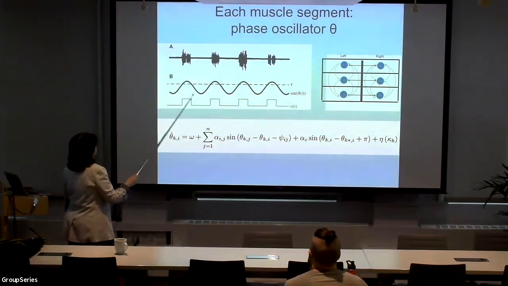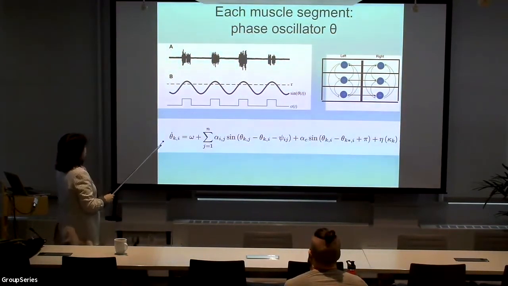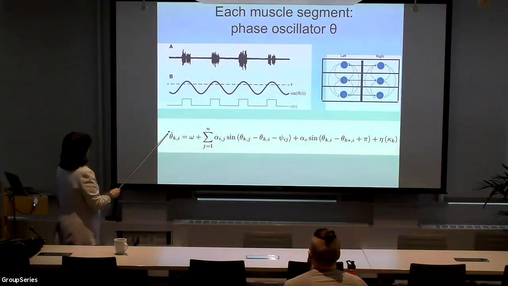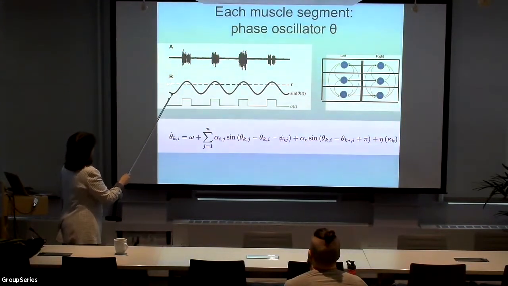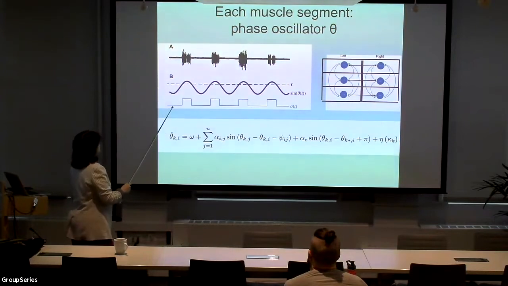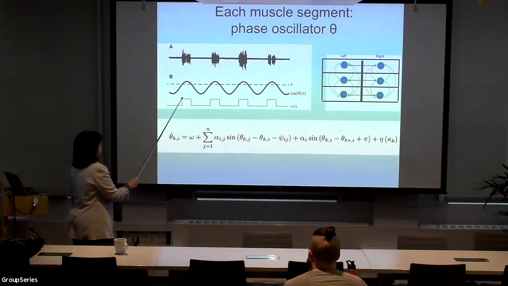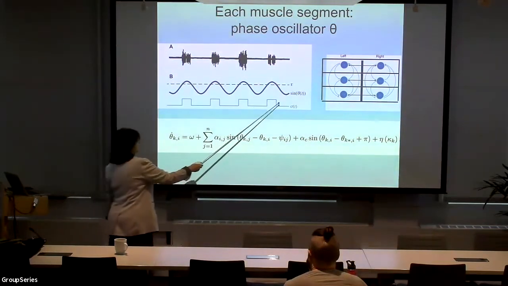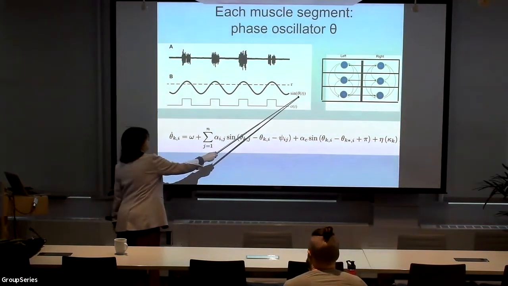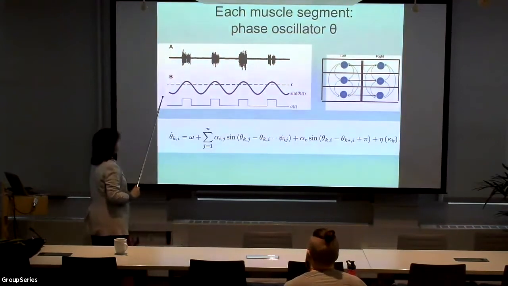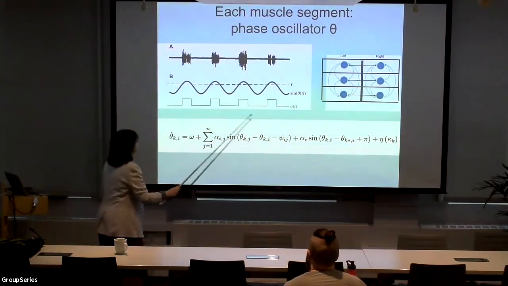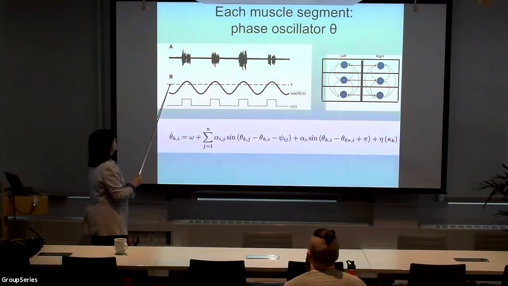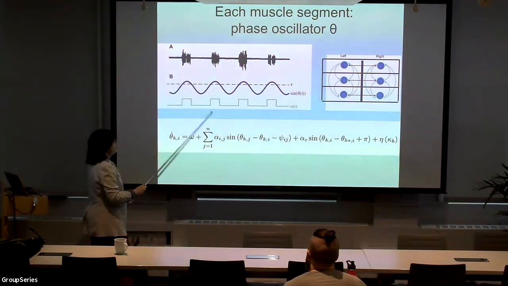If we then assign each segment an oscillator, we could come up with an on-off signal like this. So here we assign an angle theta, we take sine of that angle, we put in a cutoff that would determine the duty cycle, and then we get an on-off signal.